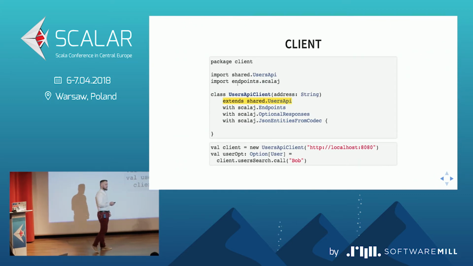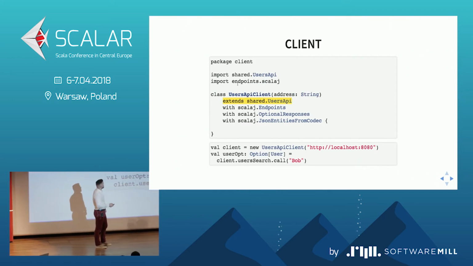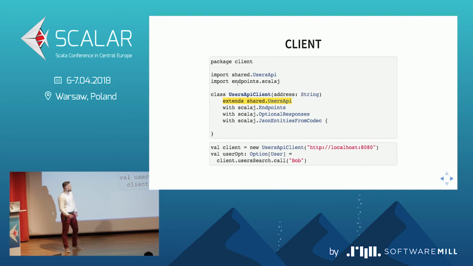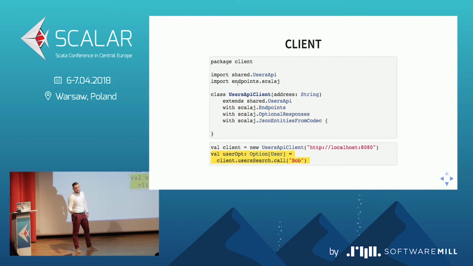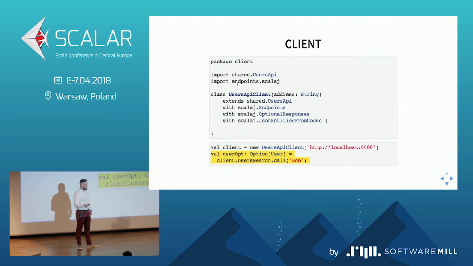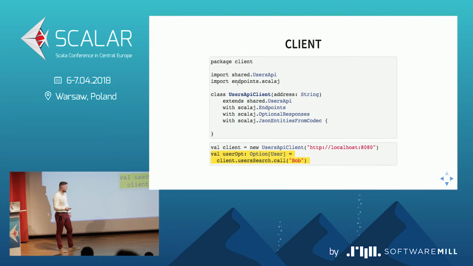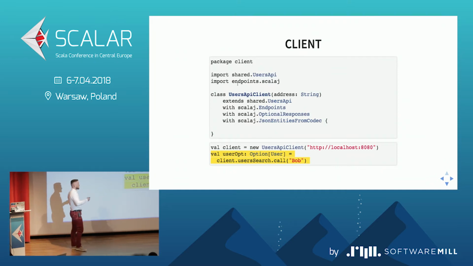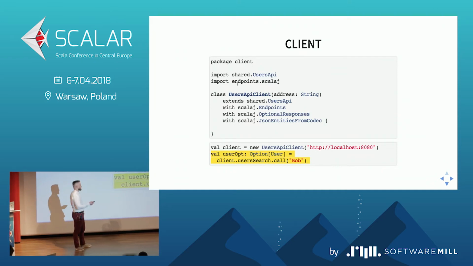OK, so the next step, the client. You start in the exact same way. You create a class, you extend your API, you mix in a couple of traits, and you're done. You don't have to do anything more. All your previously defined endpoints have become client calls. So you can invoke any of the previously defined endpoints as we do now and just get the answer. Because the ScalaJ is a synchronous client, it's an option of user. For other backends, it will be another type, but you will see that later.